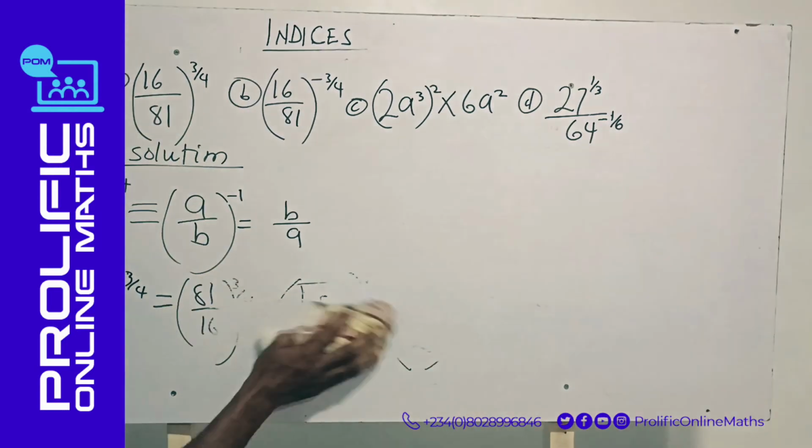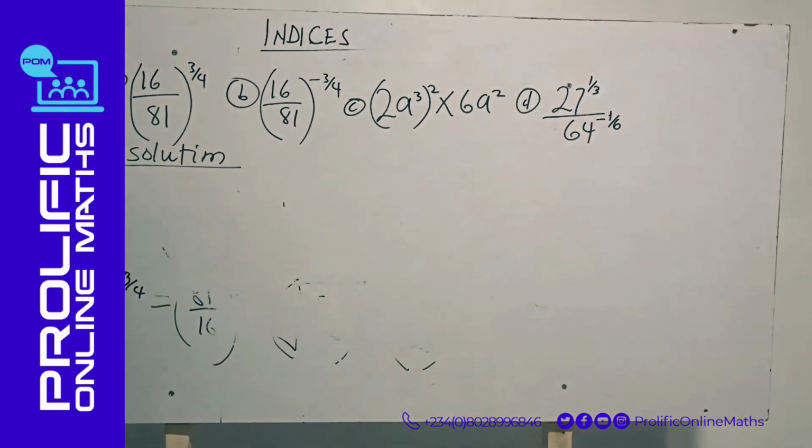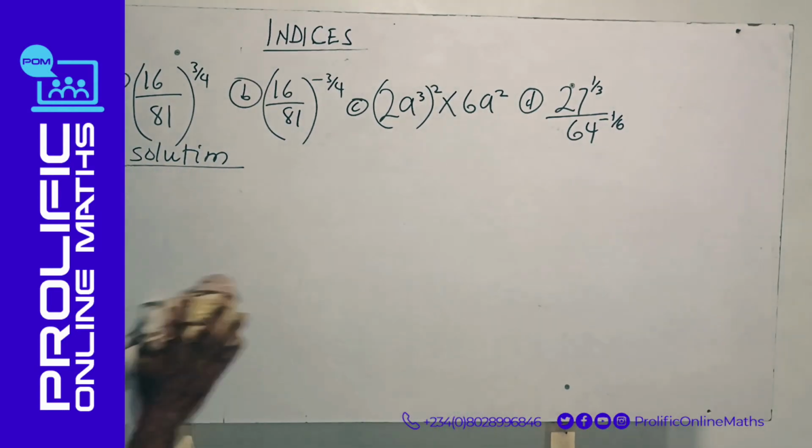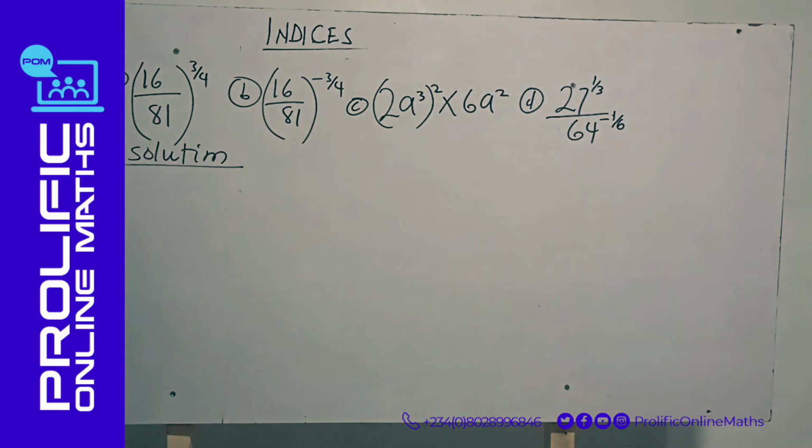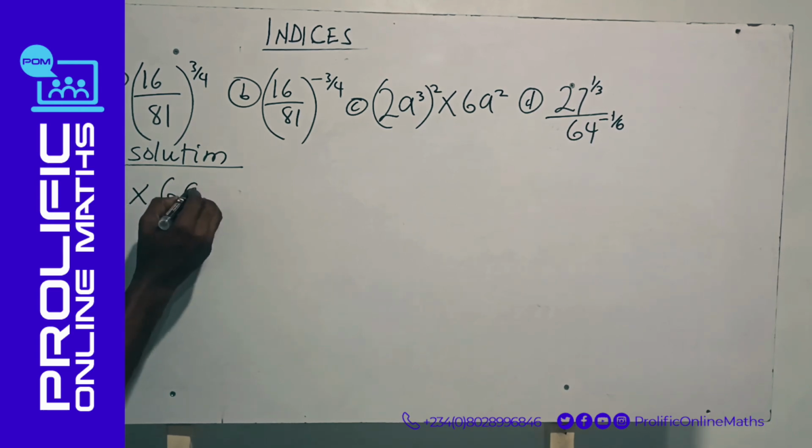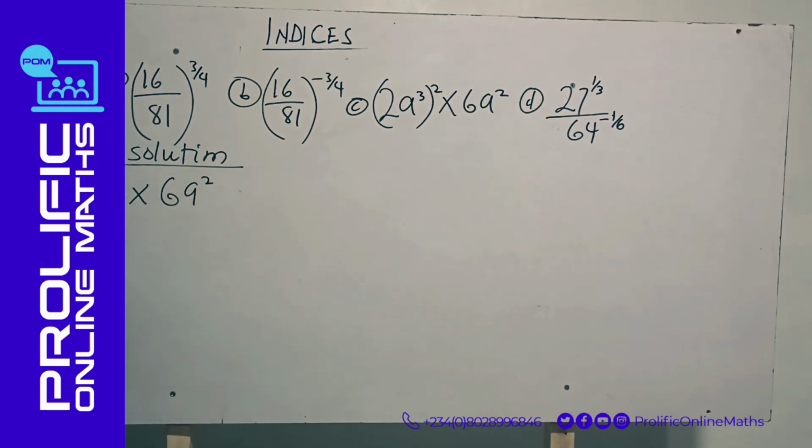Moving on to the third example. (2a raised to power 3) close bracket raised to power 2 multiplied by 6a raised to power 2. Now we can see this. Now let me explain this.